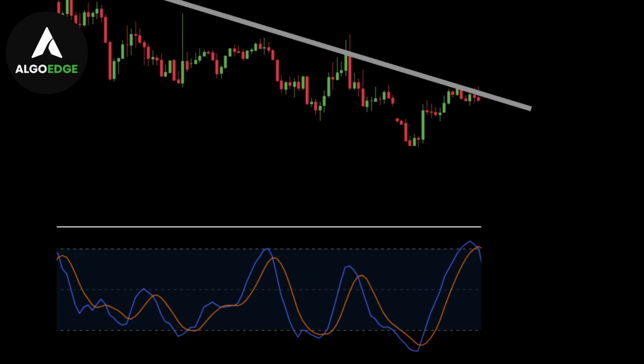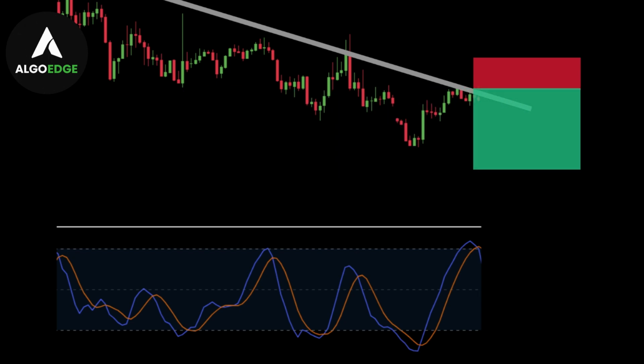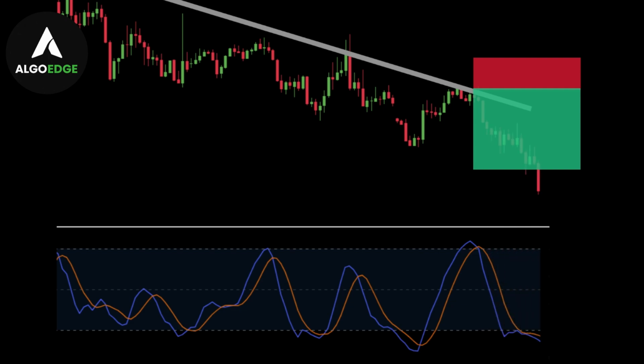Now, for risk management, we place our stop loss slightly above the most recent swing high. Then we set our take profit target at twice the size of our risk, giving us a 1-to-2 risk to reward ratio. As you can see, price rejected the area, moved lower, and eventually reached our profit target.